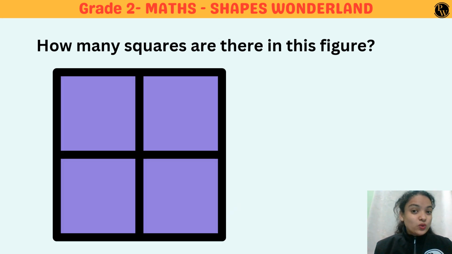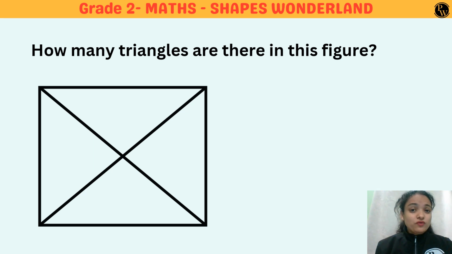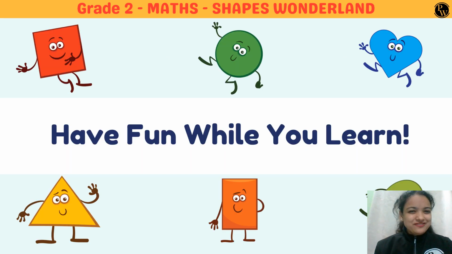Now let's count the number of squares here in this figure. 1, 2, 3, 4, and this big one, 5. Yeah? How many squares are there in this figure? 5. Do not forget this big square, okay? Right? So I'm leaving you with a task now. You have to count the number of triangles in this figure. Till then, have fun while you learn.